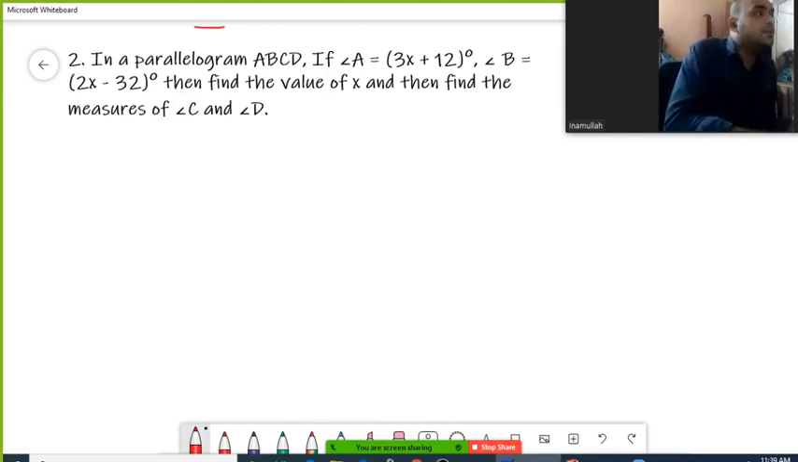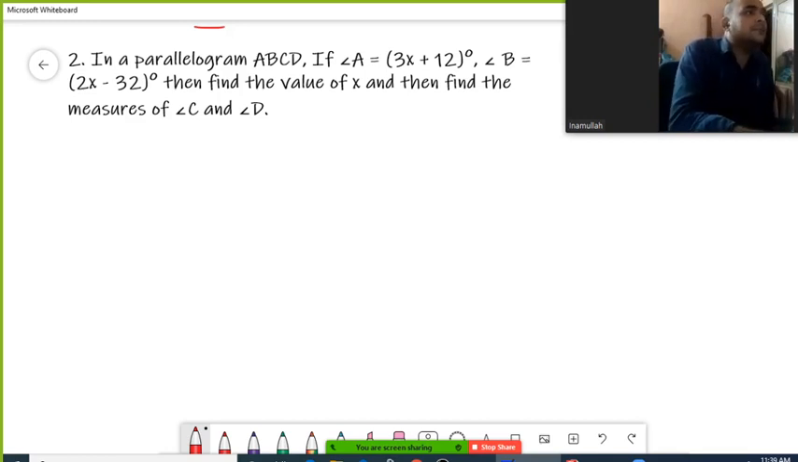Question number 2. In a parallelogram ABCD, if angle A is 3 times of x plus 12 degree and angle B is 2 times of x minus 32 degree, then find the value of x and then find the measure of angle C and D. So first we going to find out value of x.